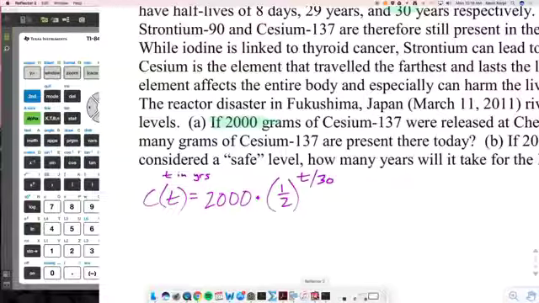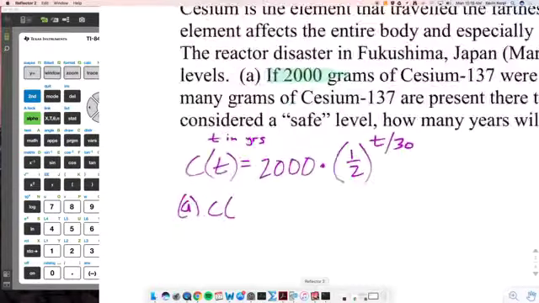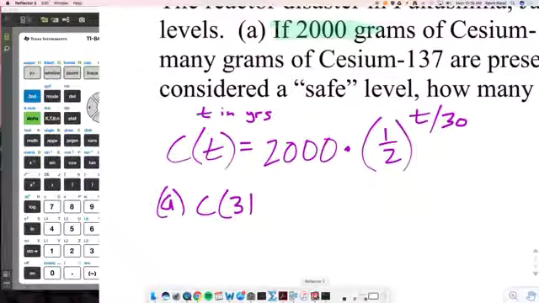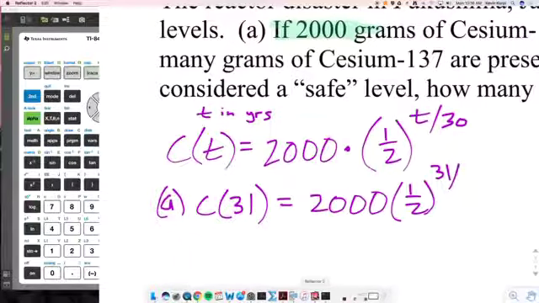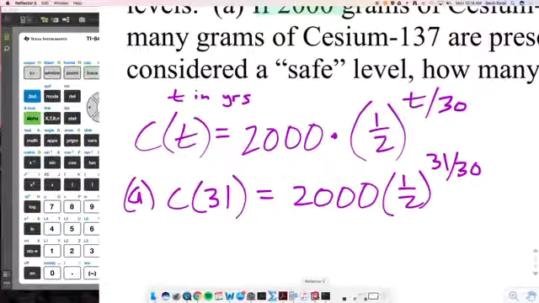Okay, so now we have a model with which to work. Now, on part A, we're going to go ahead and plug in. We'll just call it 31 years exactly. And if you plug that in, you get 1/2 to the 31 divided by 30. Now, when you plug it in by hand, you get this answer right here. You could just type this into your calculator on the home screen and get a 3 decimal equivalent of it. That's fine. We're going to go ahead and do it another way, though.